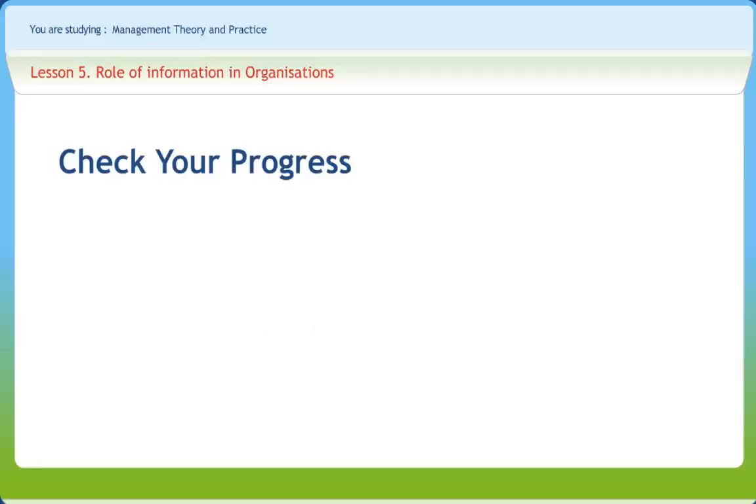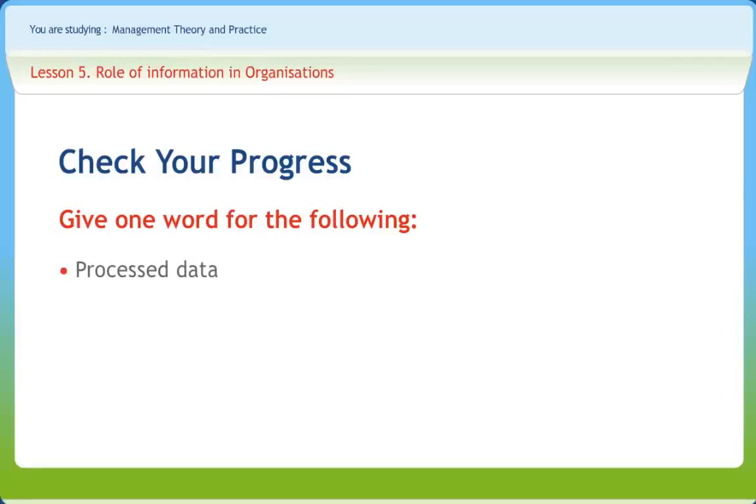Now let us check our progress. Let us see if we can give one word for the sentences and phrases presented here. Processed data. Do we know a word synonymous for processed data? Yes, it is information. Next, semi-private network in an organization. One word for semi-private network in an organization is intranet.